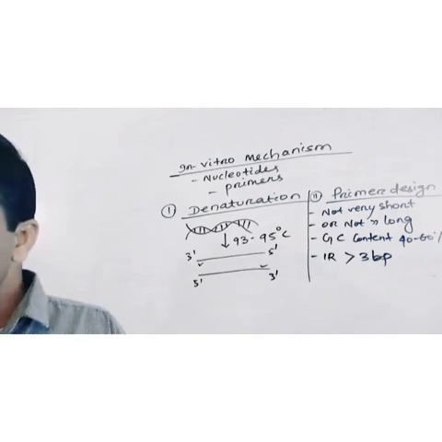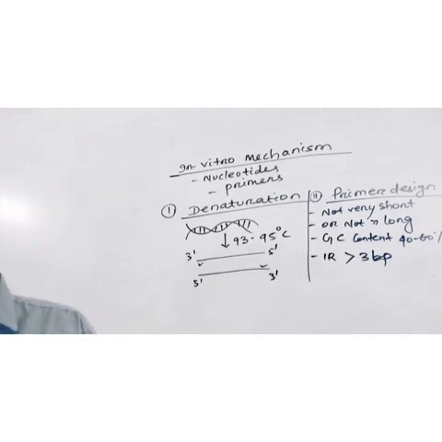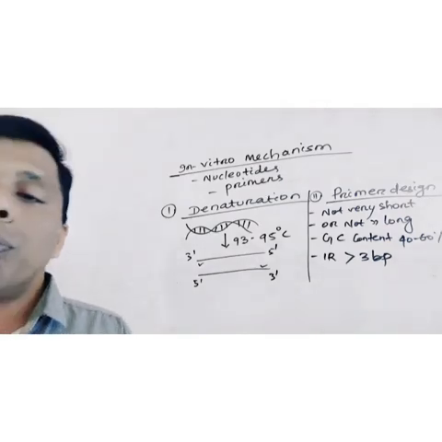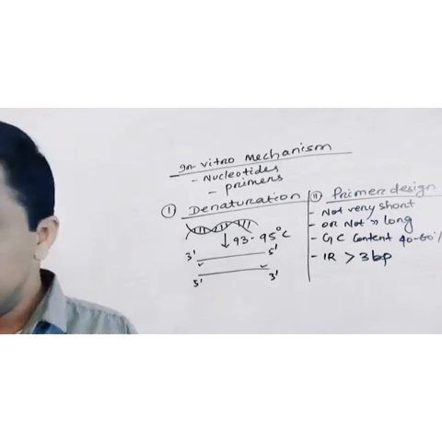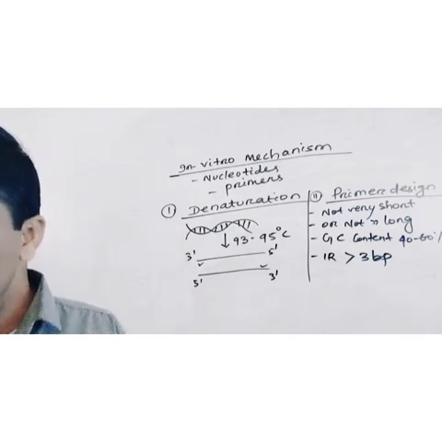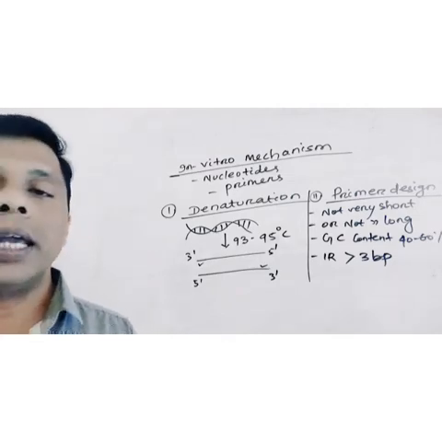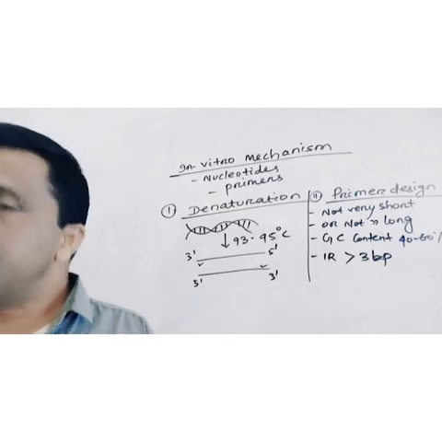The melting temperature for the two primers should differ by no more than 5 degrees Celsius. It is very much essential. The melting temperature for amplification should not differ from the primer by more than 10 degrees Celsius.